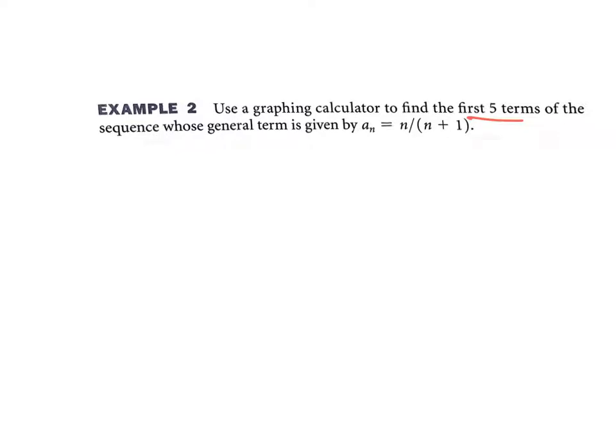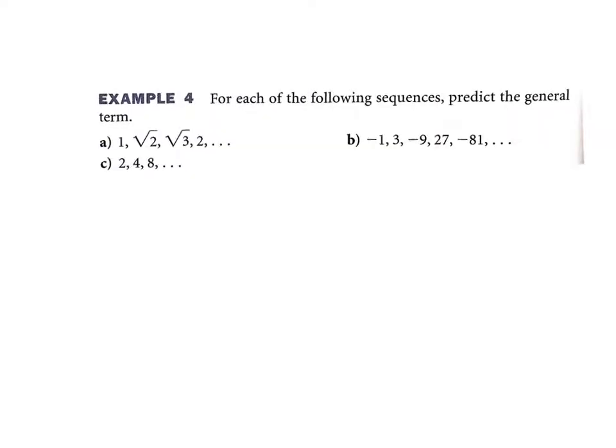Not hard at all. For each of the following sequences, predict the general term. So they're wanting you to write the general term. Remember, the general term is A_n, or the nth term. So look what's happening here. It goes 1, square root of 2, square root of 3, 2. Those are square roots: square root of 1, square root of 2, square root of 3. Square root of 4 is 2. So that's just the square root of n.